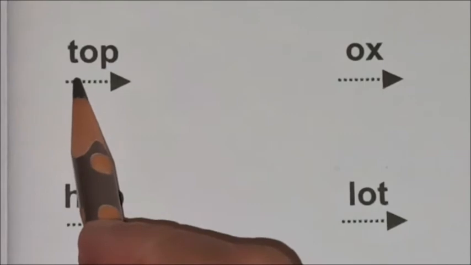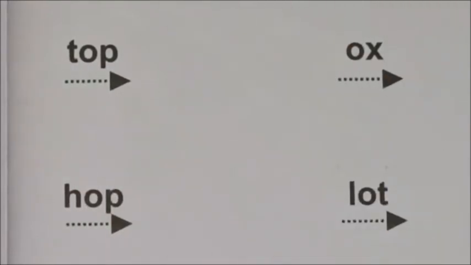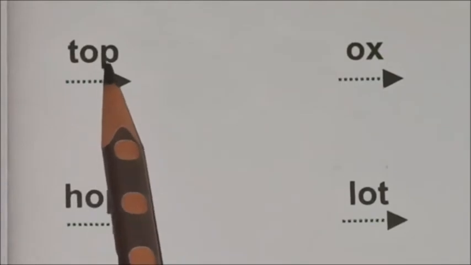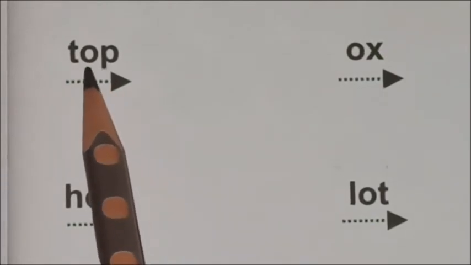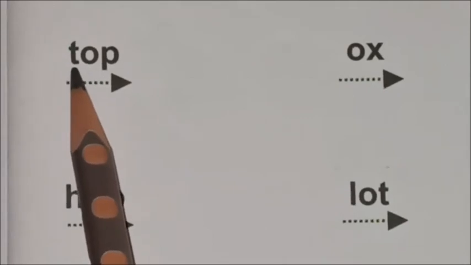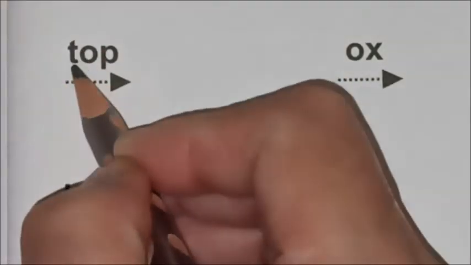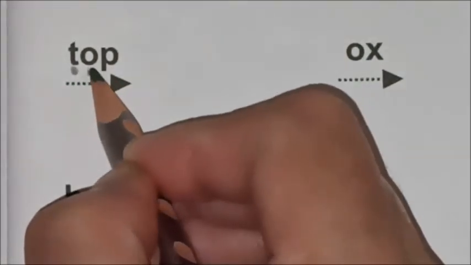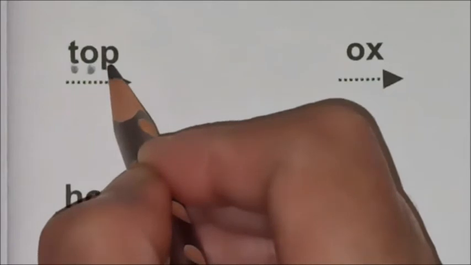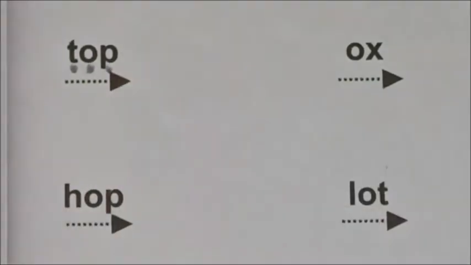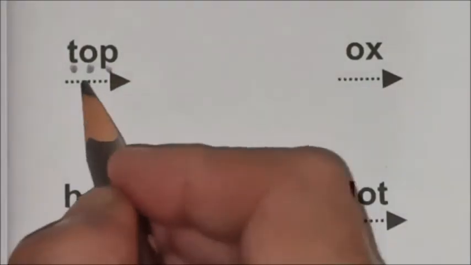What is that toy which spins round and round? Top. Top. What is the first sound? Ta ta ta ta ta. Is this ta? No. Is this ta? No. Is this ta? Yes. One dot for ta. One dot for o. One dot for pa. Join and read.